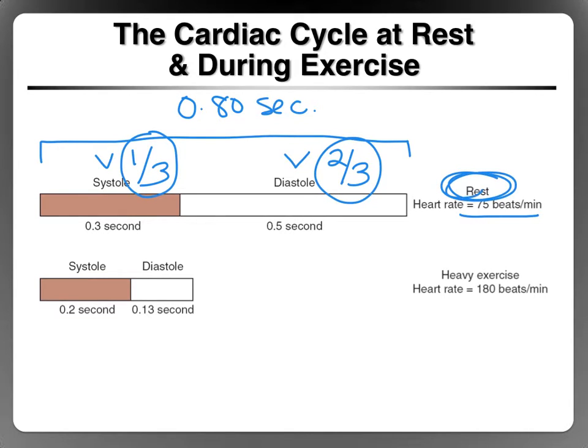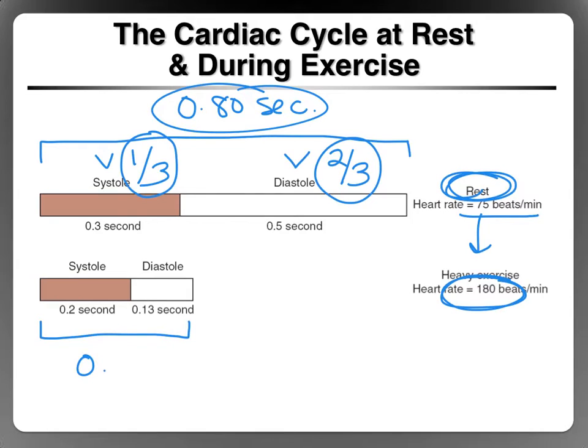So if we look at an extreme situation, very heavy exercise, 180 beats per minute, if you're going to have 180 contractions in a minute, your cardiac cycle is going to have to happen much quicker. Okay, and what we see is rather than each cardiac cycle lasting 0.8 seconds, we get a cardiac cycle of 0.33 seconds. So a much quicker cardiac cycle. And what we see is the proportions also change.